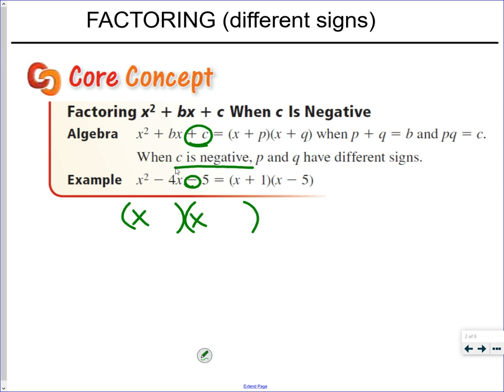My method, the way that I like to do this, is if I know they're going to be different signs, I'll just put the first one as a plus and the second one as a minus. You don't have to have it in that order. But that way I know that I've got different signs.